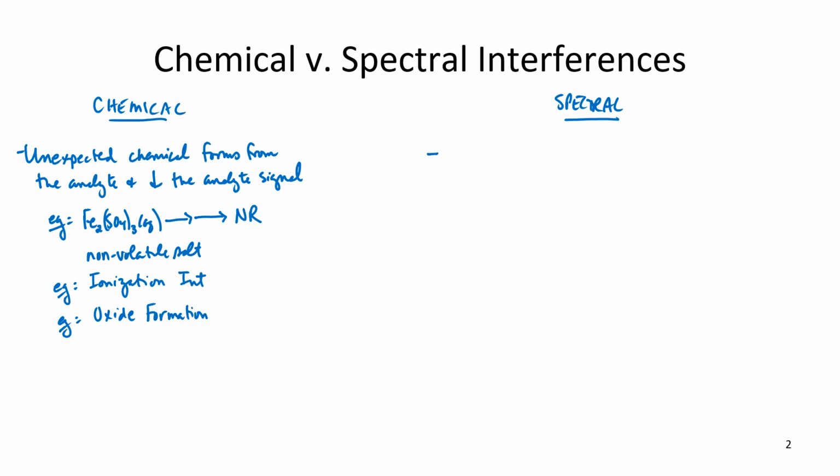Now, if I had to define a spectral interference, I would say that that's when another species, probably another element, absorbs or emits radiation at the same wavelength as the analyte.